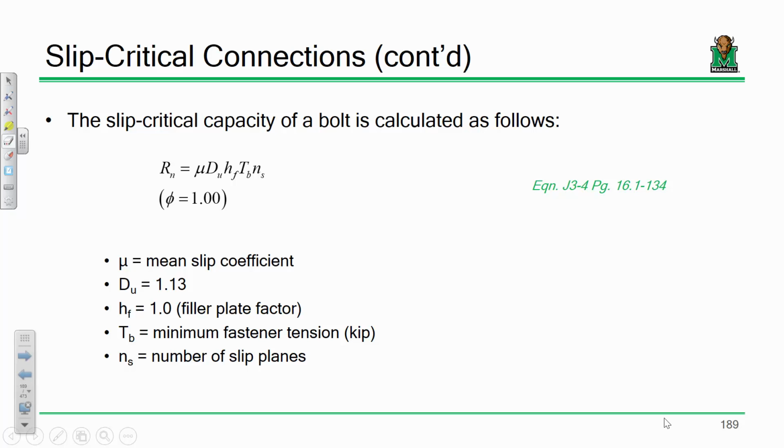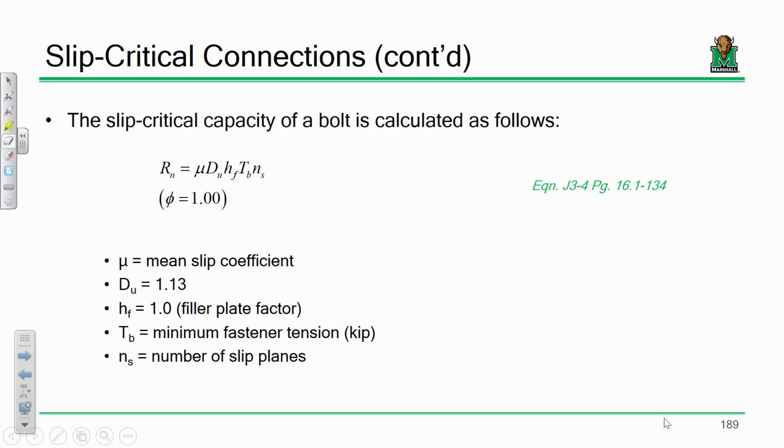Now, our phi value is actually 1. This is probably one of the only instances where phi is not 0.75 or 0.9. There's one other instance that I can think of that we'll deal with, and that's when we're looking at shear in beams. But by and large, this is one of the only ones we're going to deal with in here.